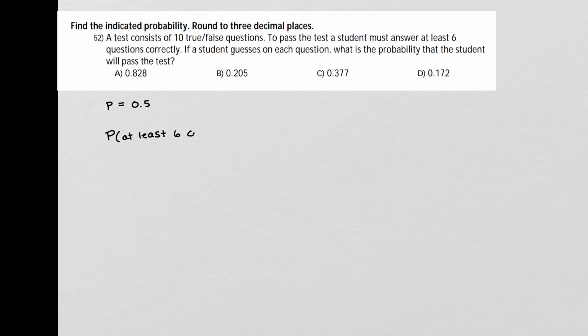6 correct. So this is the probability. If we look at the possible number correct you can get on this exam, it could be anything from 0 through 10. And we want to know the probability the person passes. That's the probability of from 6 to 10 successes.